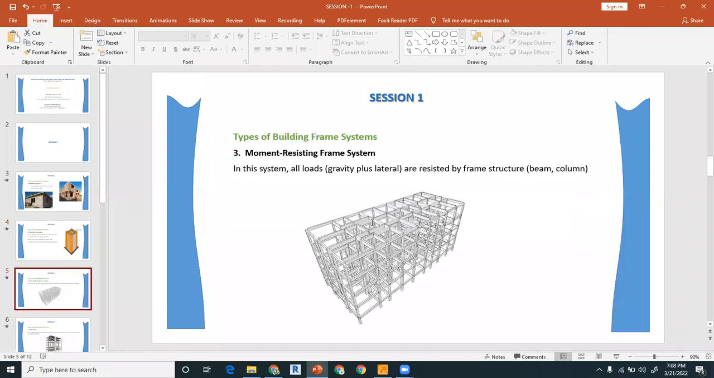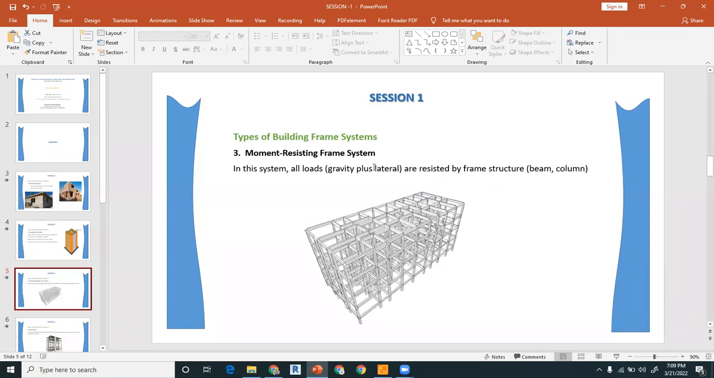The next is the moment resisting frame system, which is very common, and we will be designing this system in our course. In this system, all loads, gravity plus lateral, are resisted by the frame structure. Means the beam and column will resist the gravity loads as well as the dynamic loads coming from the earthquake or from the wind or blast loading.